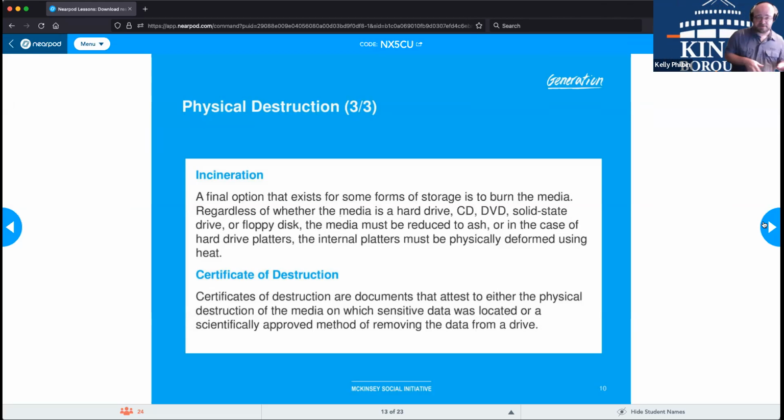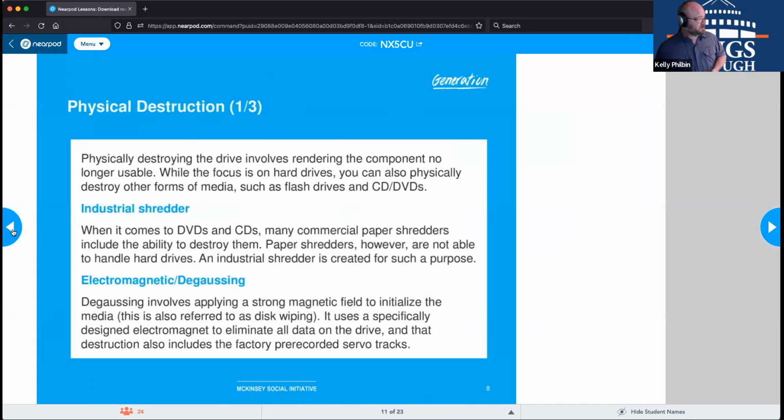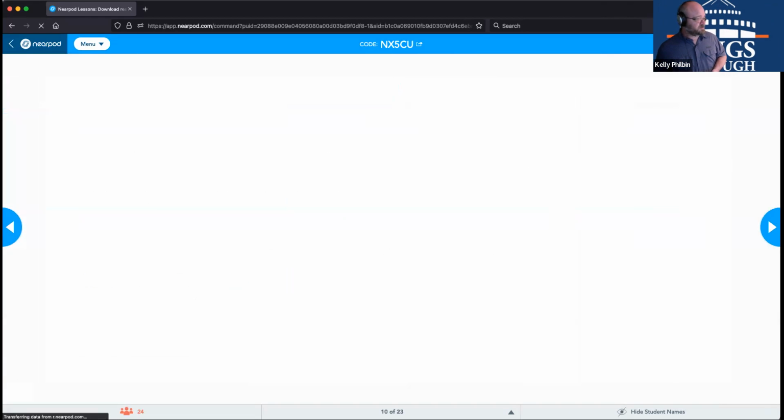Questions on those? So we have shredder, degausser, hammer and drill, incineration. Those are our four big ones. Did I miss one? Nope, I didn't.